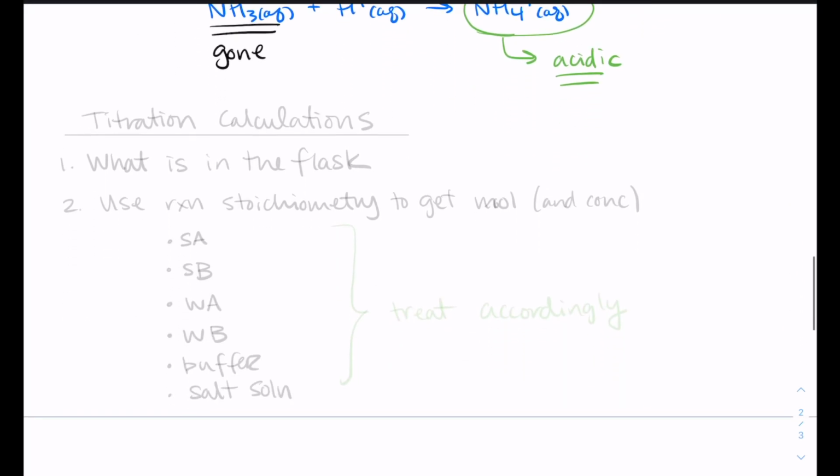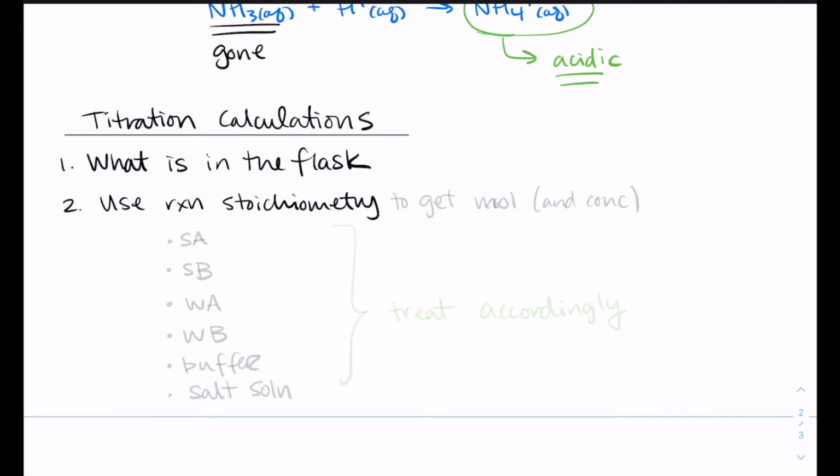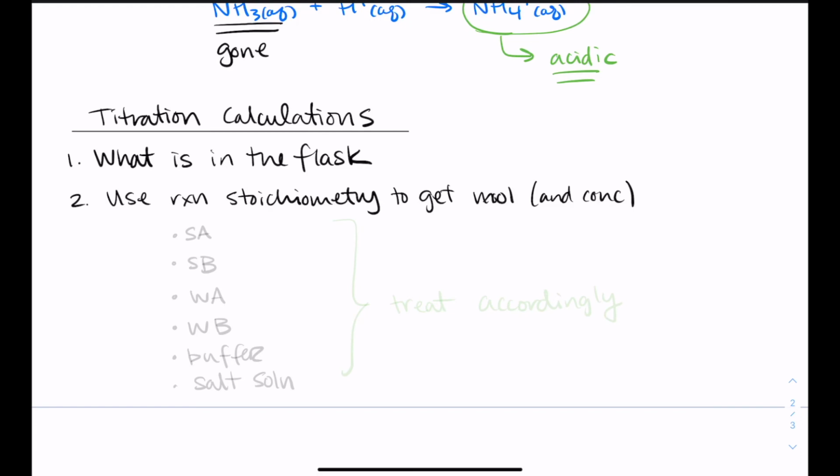So for titration calculations, always ask yourself what is in the flask. Once you've determined what's in there, you want to react those things with each other if they react. And you will use the reaction stoichiometry to get moles. So you'll probably take concentration, turn it into moles, figure out how many moles are left, and then turn it back into a concentration. So first of all, for that, keep track of the volume. Once you have the things that are left over, it will fall into one of the categories that you already know how to do calculations for.